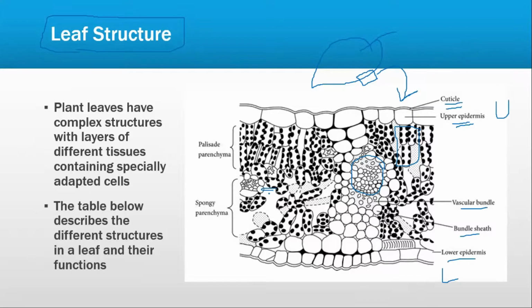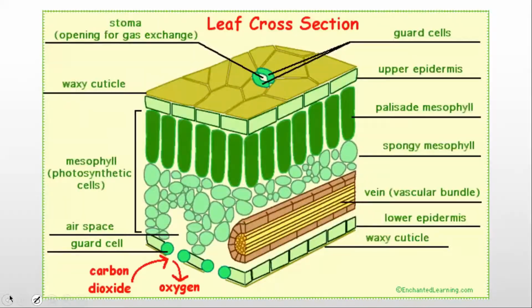These cells, which have air spaces in between them, are called spongy mesophyll cells. And these cells, which are tightly packed with each other, do not have air spaces between them. They have more chloroplasts. These black figures are actually chloroplasts. These are called palisade mesophyll cells. The table below describes the different structures in a leaf and their functions. Let's see what the table has to say.